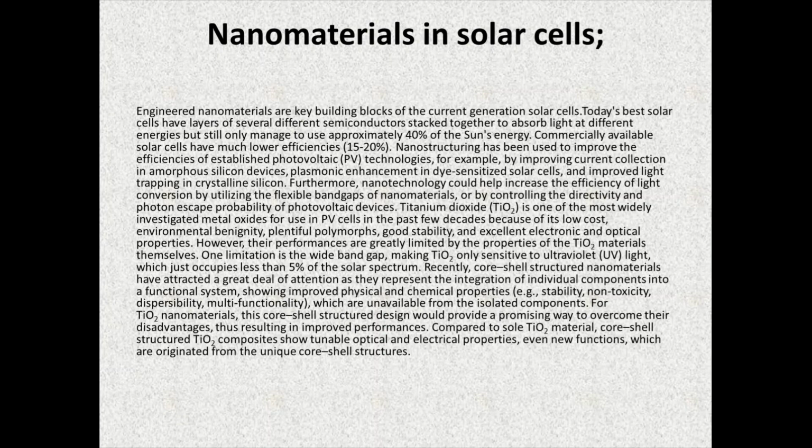Titanium dioxide is one of the most widely investigated metal oxides for use in PV cells in the past few decades because of its low cost, environmental benignity, plentiful polymorphs, good stability, and excellent electronic and optical properties. However, their performances are greatly limited by the properties of the titanium dioxide materials themselves. One limitation is the wide band gap, making titanium dioxide only sensitive to ultraviolet light, which makes up less than 5% of the solar spectrum.